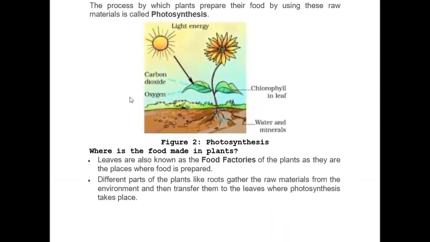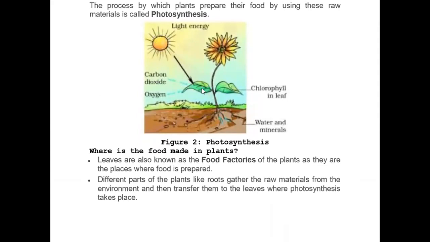Now you can see this picture over here. From the sun, the plants are getting the sunlight, carbon dioxide from the atmosphere, right? Water and mineral from the soil with the help of root. Now kids, all the raw materials come over here in the leaf of the plant.